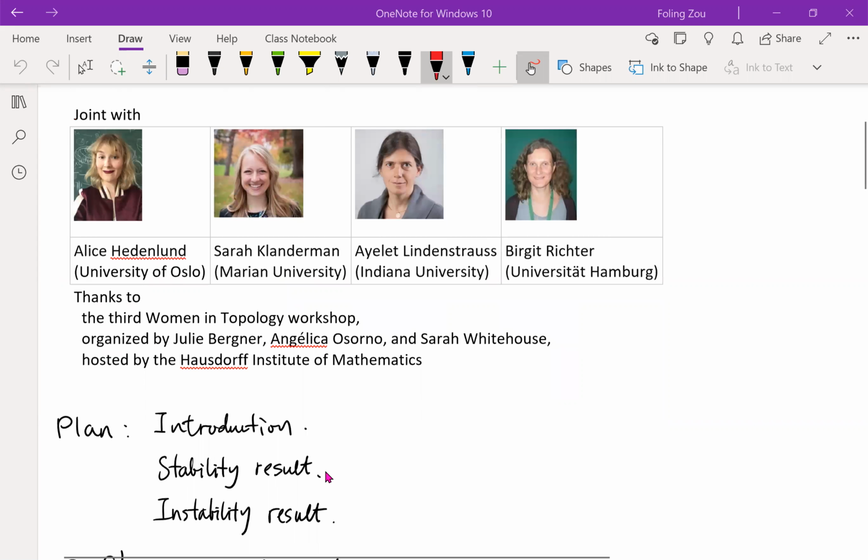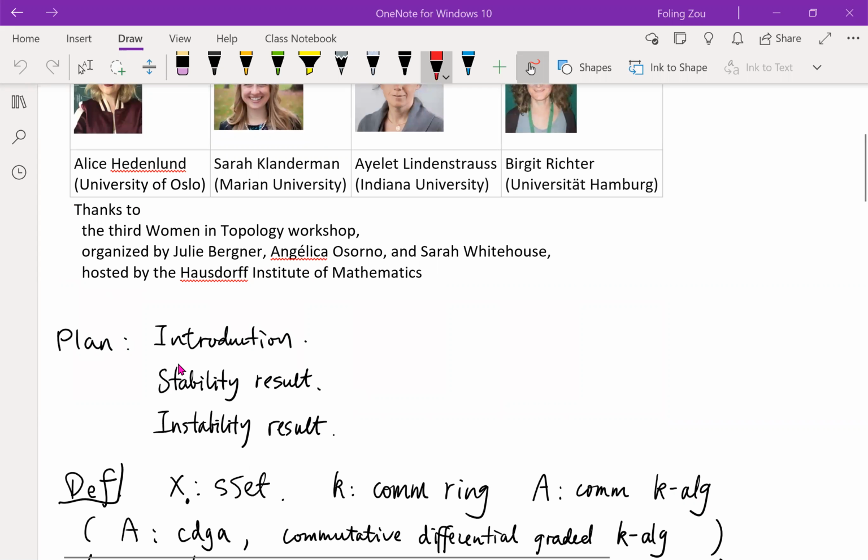Okay, so here is the plan of my talk. First I will give an introduction about what the Lode construction is and what the stability question is. And then I will talk about some stability results, followed by instability results.